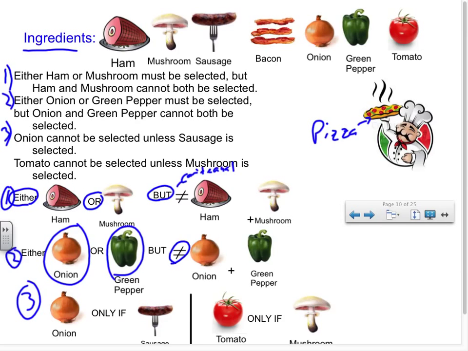Same with condition 4. Tomato cannot be selected unless mushroom is selected. So if tomato appears on the pizza, you absolutely have to have mushroom with the tomato. You can have mushroom by itself, but you cannot have tomato by itself, or else it'll break condition 4.